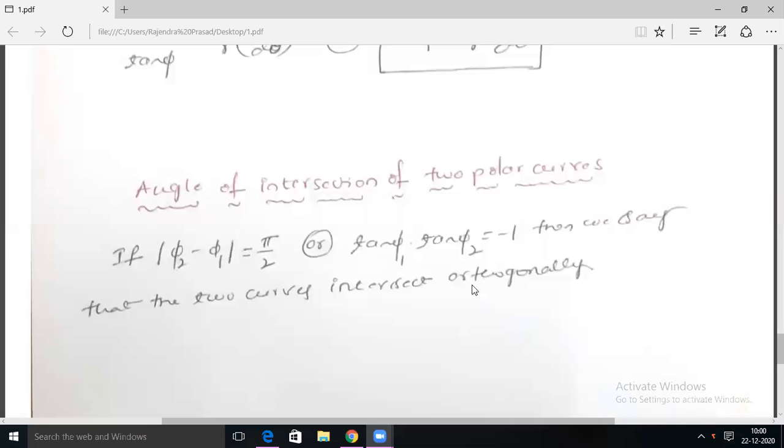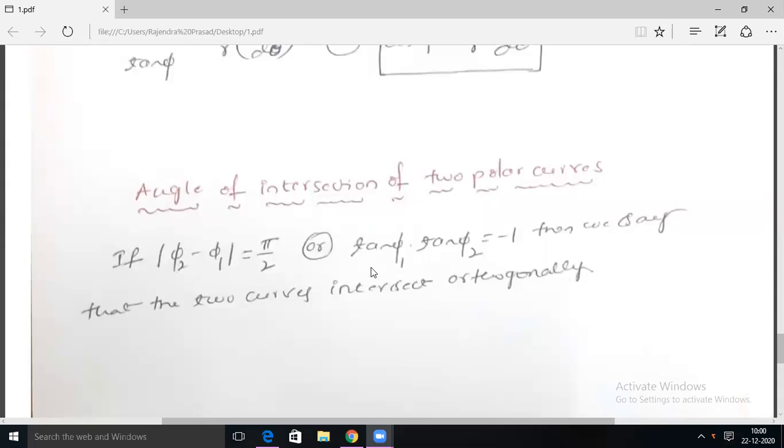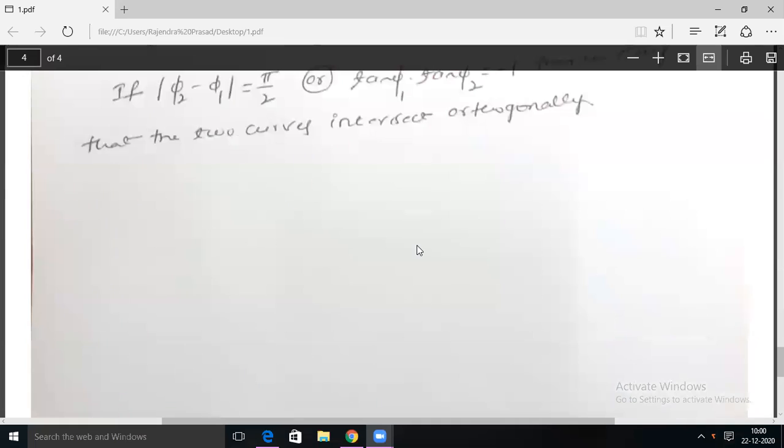Right, you will understand this with problems. So this is the introduction about the relationship between the polar coordinates and the Cartesian coordinates, and one more important derivation, the angle between the radius vector and tangent. So next, angle of intersection of two polar curves.